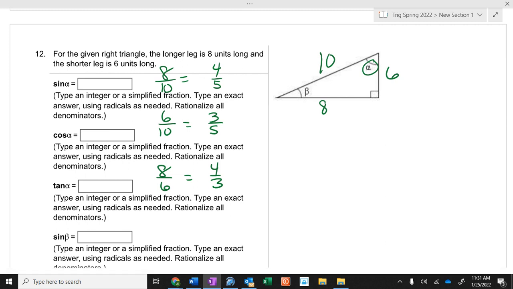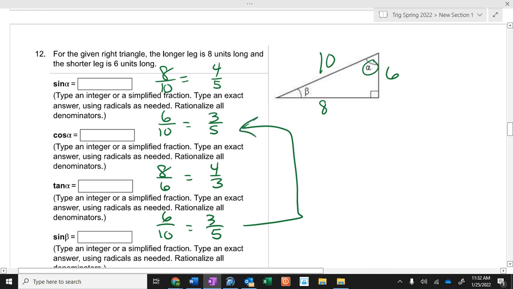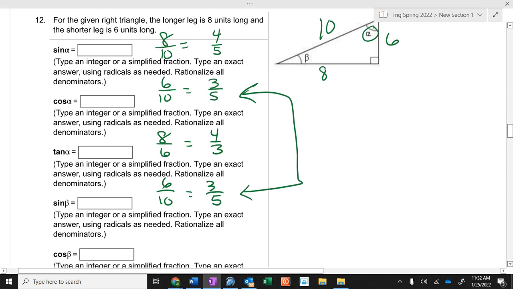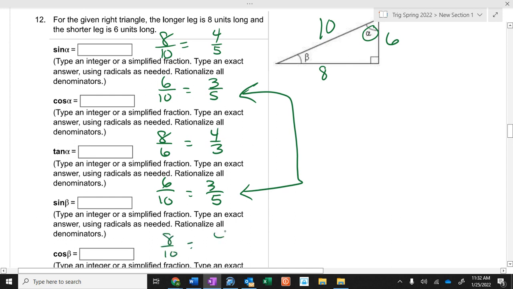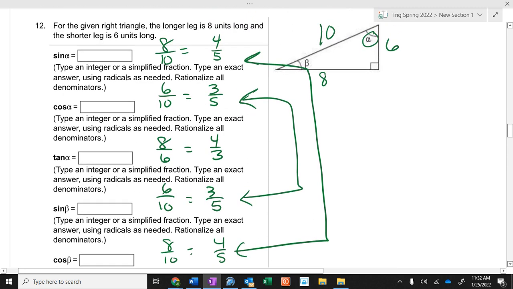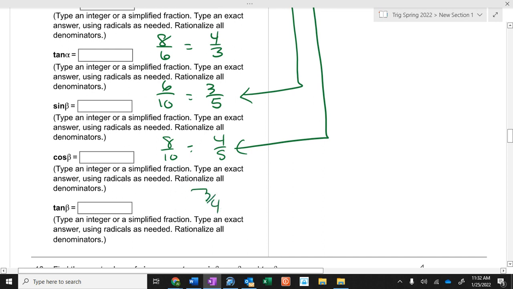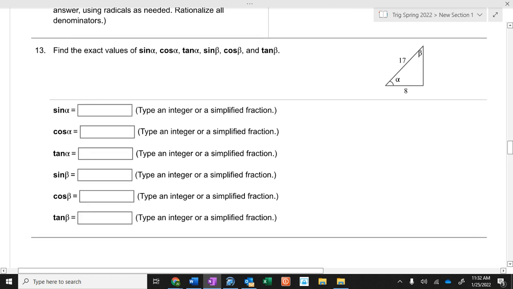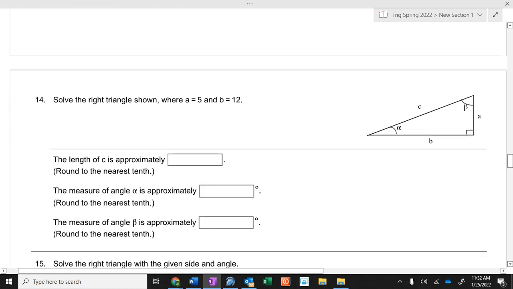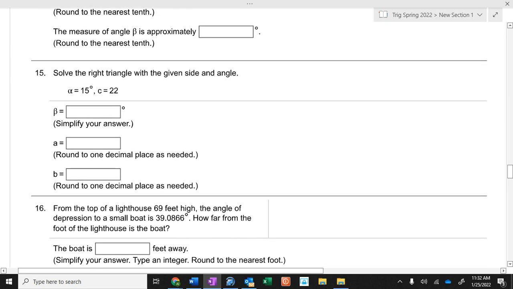What's the sine of beta? 6/10, which is 3/5. The sine of beta is the same as the cosine of alpha. What's the cosine of beta? 8/10, which is 4/5, which is the same as the sine of alpha. Okay? What's the tangent of beta? 3/4. Okay? I think you can do that one by yourself.